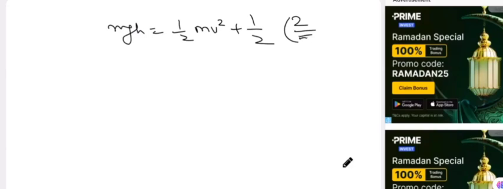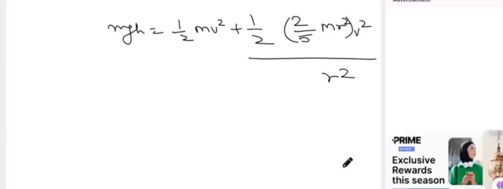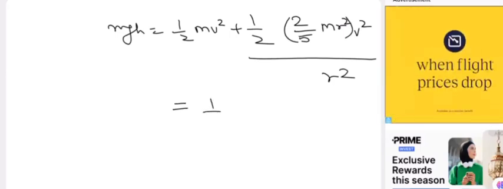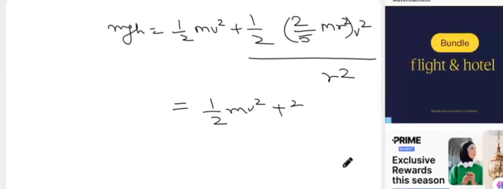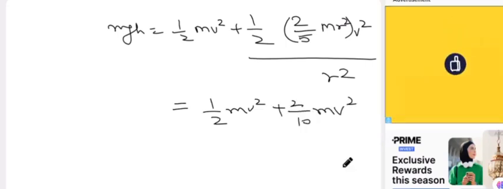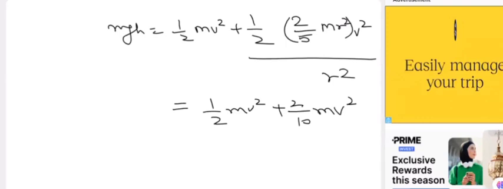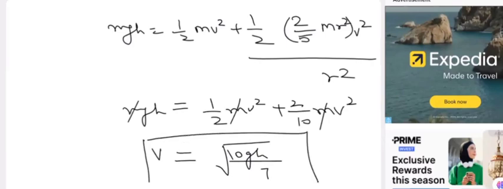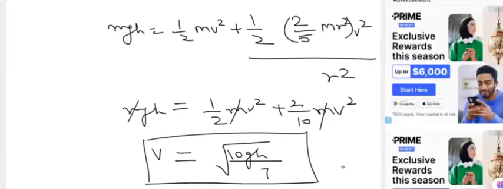So what will be I omega square? 2 by 5 mr square v square over r square, isn't it? Making sense? Yes, ma'am. Therefore, this will become half mv square plus 2 by 10 mv square. When you solve all this, m will get cancelled from all the equations and finally you will get the v value as under root 10 gh over 7 for a rolling ball. Understood?